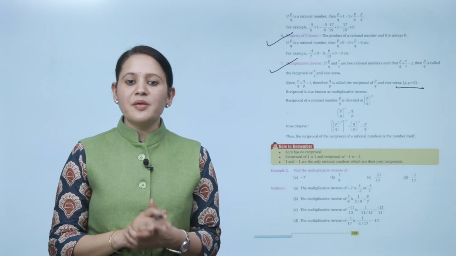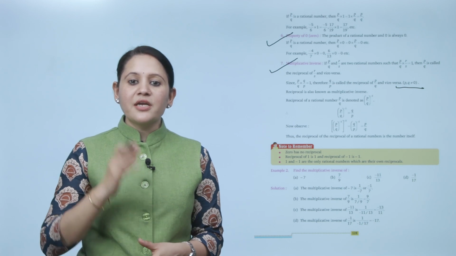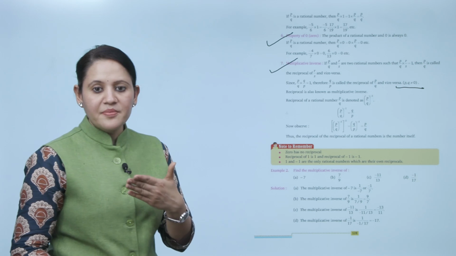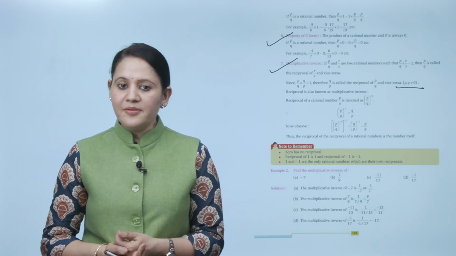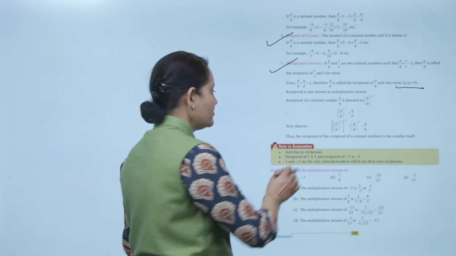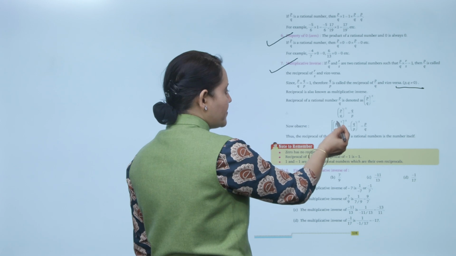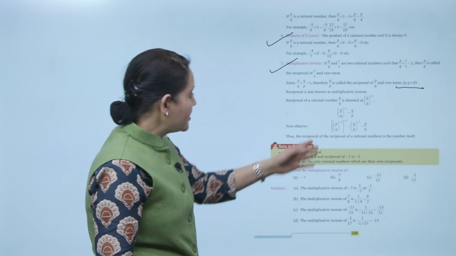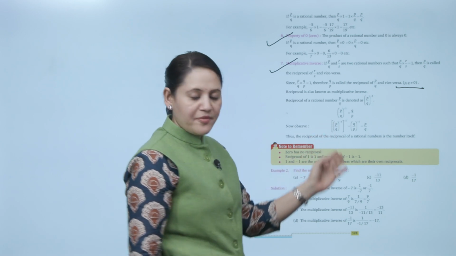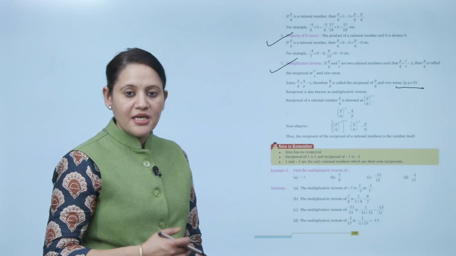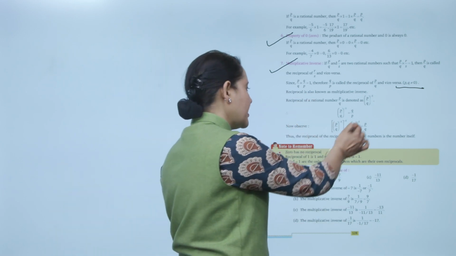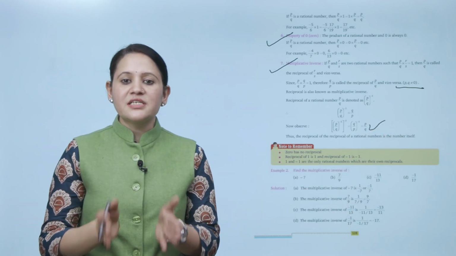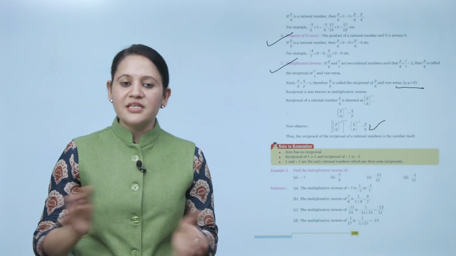Reciprocal of a rational number p by q is denoted as (p by q) to the power minus 1. Means it will be inverted: p becomes the denominator and q the numerator. Clear? So now observe, p by q to the power -1, its whole power is -1. That means solving (p by q) to the power -1 gives q by p, and again its power is -1, that is p by q. Thus the reciprocal of the reciprocal of a rational number is the number itself.